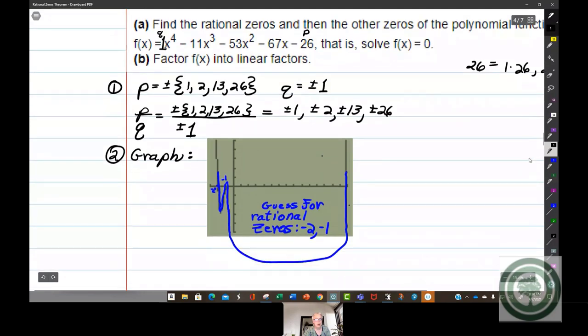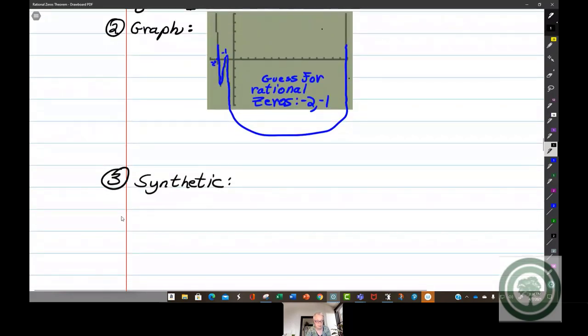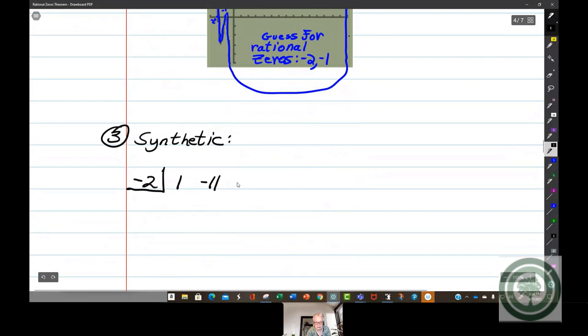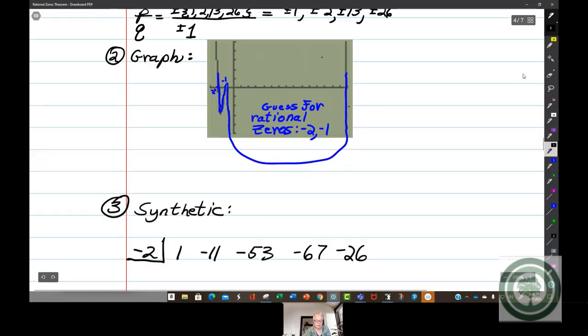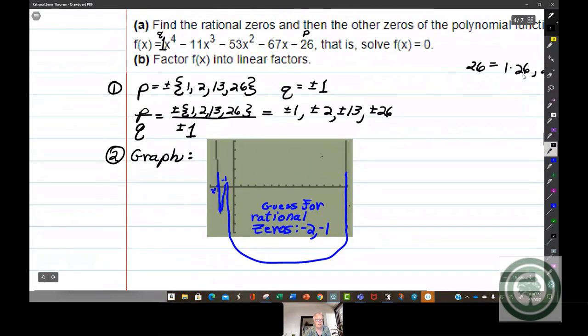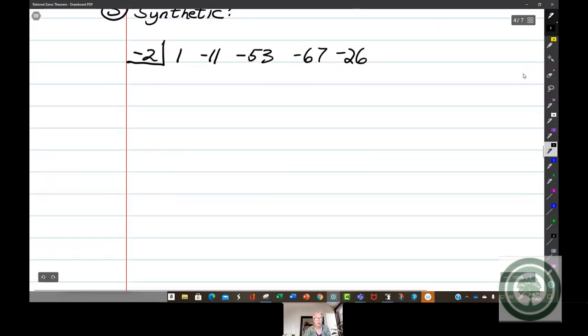So now here we go, 1, -11. Well, let's see, -2 is my first guess. 1, -11, -53, -67, -26. All right, let's see if that's true. -1, -11, -53, -67, -26. Yes. All right, now we can go fast on the rest.